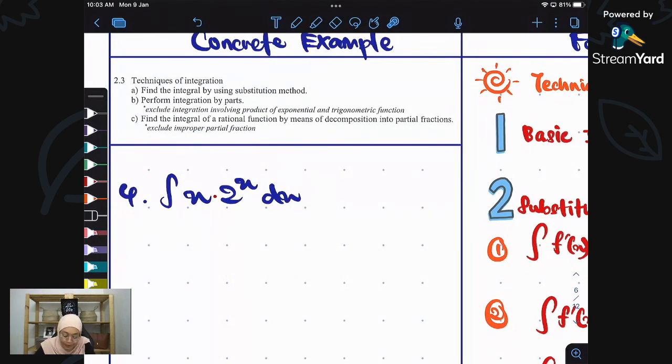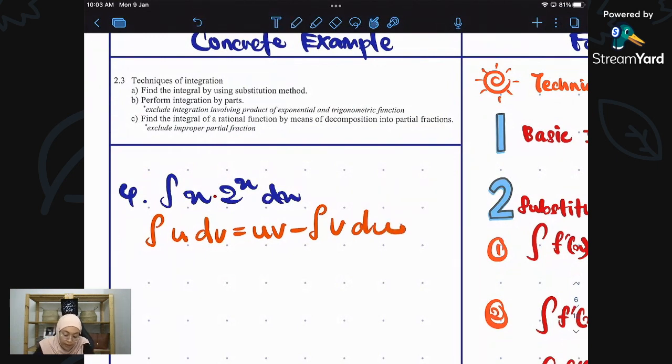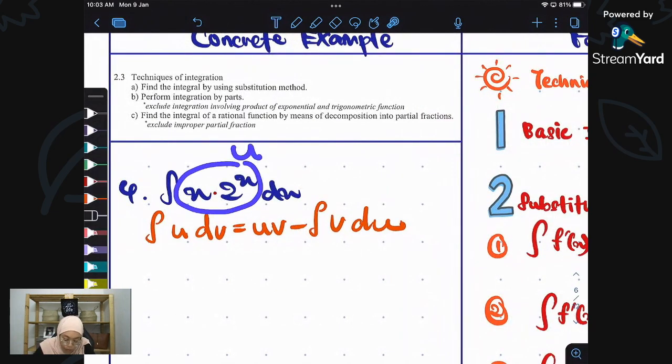As I said in the previous question that I taught you, let's write out the formula first. The formula of integration by parts is the integral of u dv equals uv minus the integral of v du. Then you might ask me, madam, is this u? Has everything now become the u, and this one is still dv? Is it like that? No, it is not actually. The dv is not dx. This is a bit different.